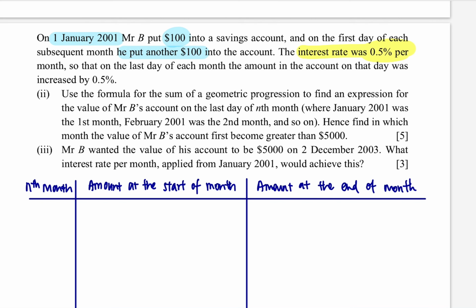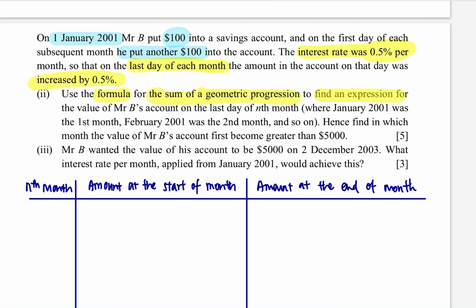And it's mentioned that the interest rate was 0.5% per month. So they explain that on the last day of each month, the account increased by 0.5%. So that's the interest, alright? So in part 2, you're asked to use the formula for sum of the GP. So straight away they tell you it's GP. Otherwise, you should know, right? Because at the end of each month, there is an interest rate of 0.5%, right?